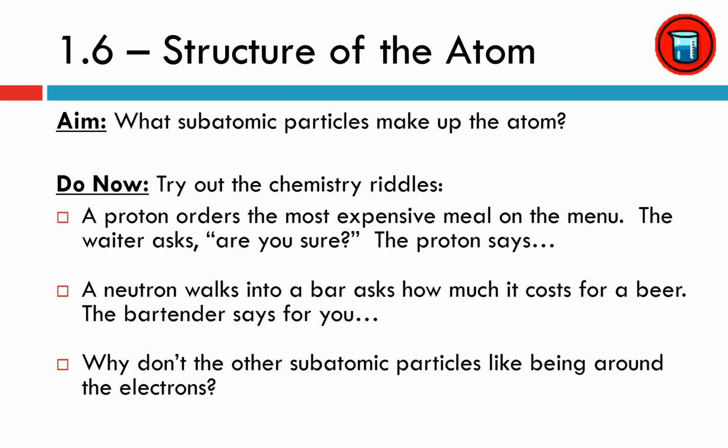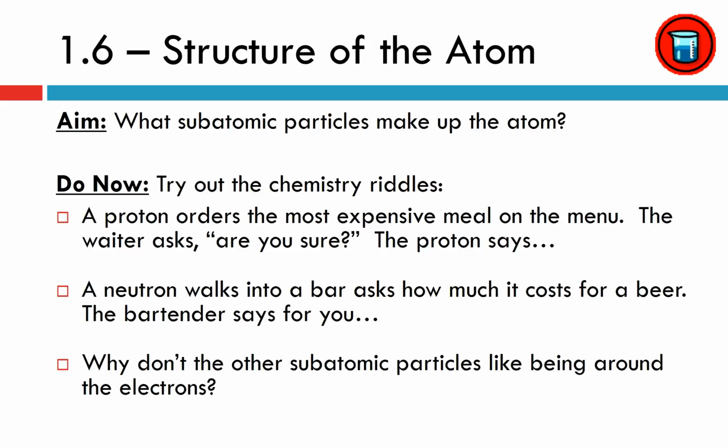Alright, the first one says, a proton orders the most expensive meal on the menu. The waiter asks, "Are you sure?" The proton says, "I'm positive." A neutron walks into a bar and asks how much it costs for a beer. The bartender says, "For you, no charge." And finally, why don't the other subatomic particles like being around the electrons? Well, it's because they're always so negative. I know. Chemistry puns are so bad, they're actually good.